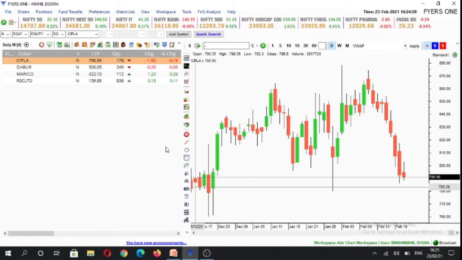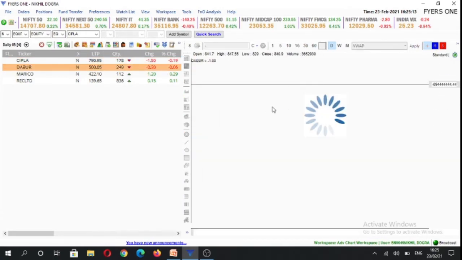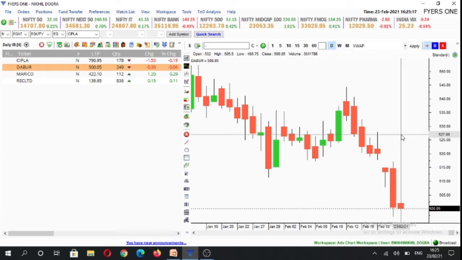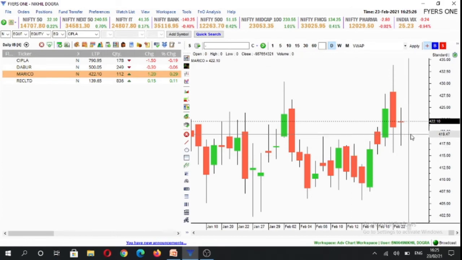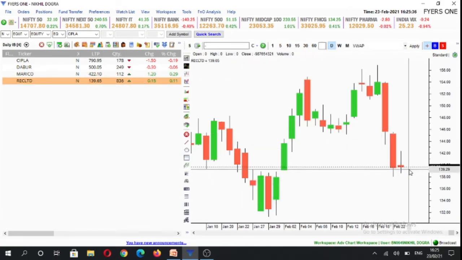If we analyze our stock watch list for tomorrow, we get the following stocks: Cipla, Dabur, Marico, and REC Limited. So in Cipla, we'll look for a selling opportunity below 788.3 levels or a buying opportunity above 803.25 levels. In Dabur, we will look for a selling opportunity below 498.65 level or buying opportunity above 505.6 levels. Third stock is Marico. We'll look for buying opportunity above 425.1 level or selling opportunity below 417 levels. And finally, our last stock is REC Limited. So we'll look for a selling opportunity below 138.5 level or buying opportunity above 142.5 levels.